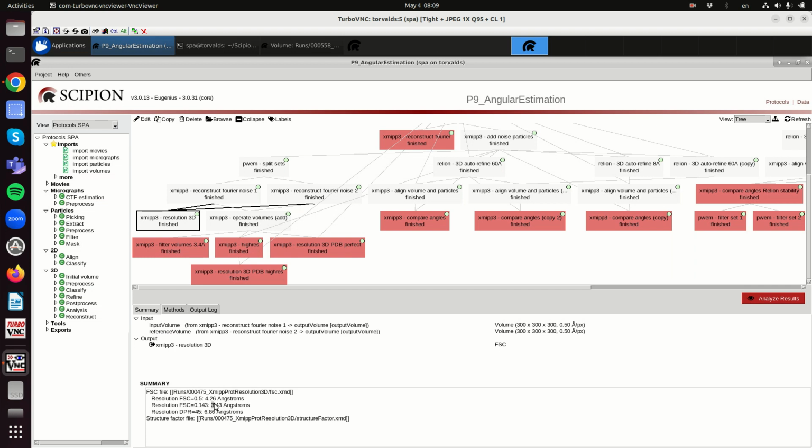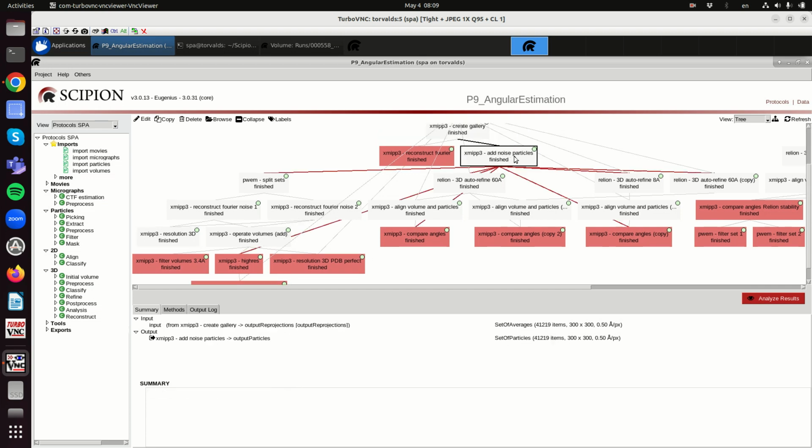So this is just a measure of consistency and understanding how the FSC measurements work. Okay, so now we have these particles. On one side we have used the perfect angles because we know them, and we see that by noise we are limited to 3.4 angstroms resolution.